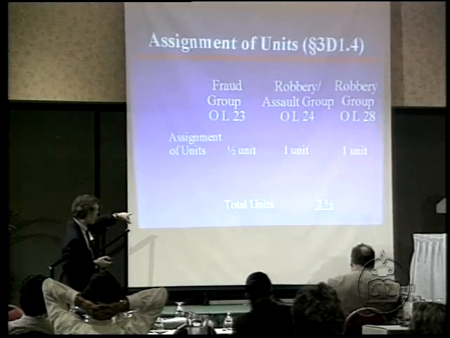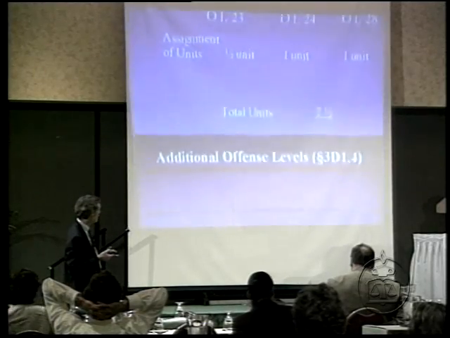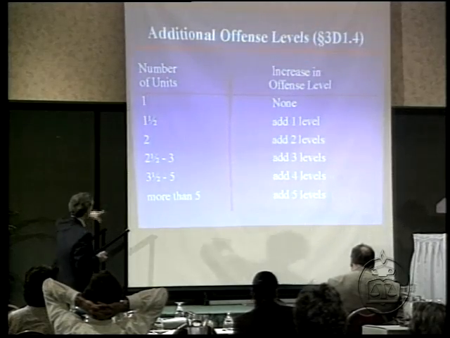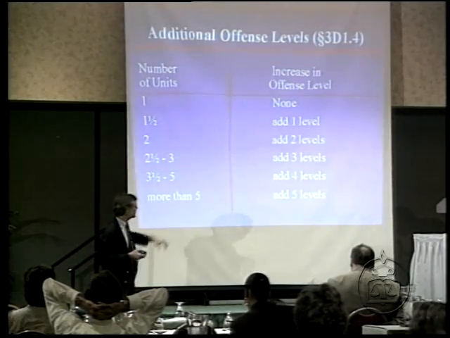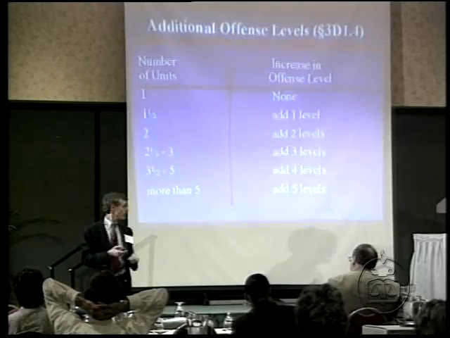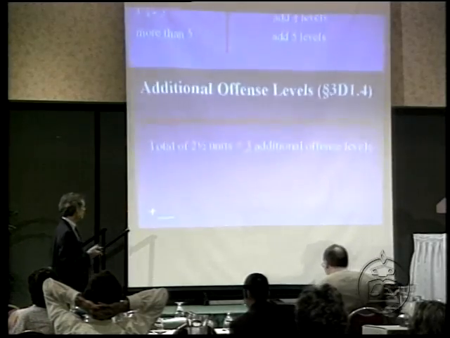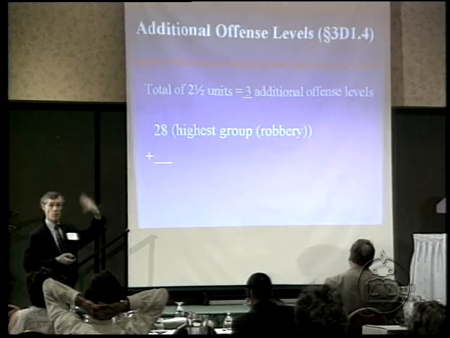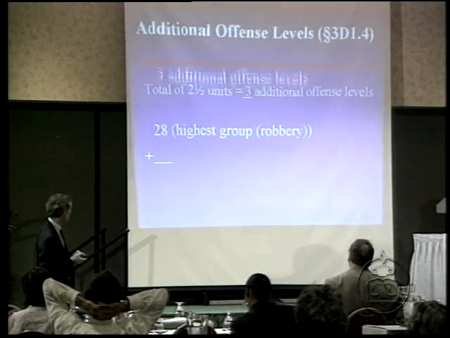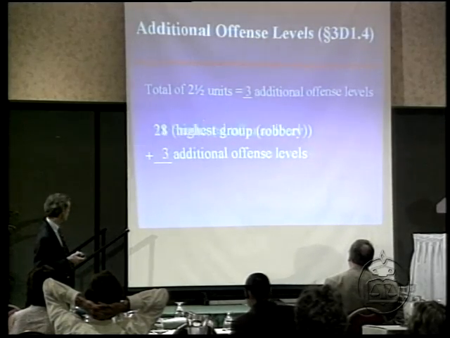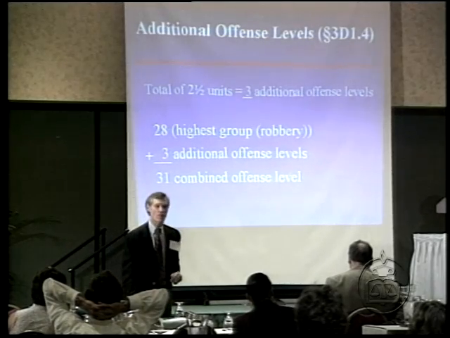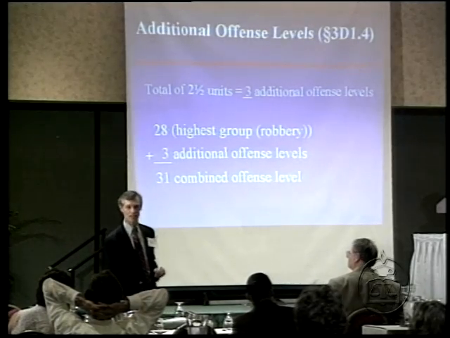At 3D1.4, you total the units, 2.5. And at 3D1.4, it says if you have 2.5 units, that's going to translate into 3 additional offense levels. 3 additional offense levels are going to be added to what? Well, our highest group that we were using as our most serious harm was a 28. We've added the 3 additional offense levels, and we have an offense level of 31, which is our offense level for these multiple counts of conviction.